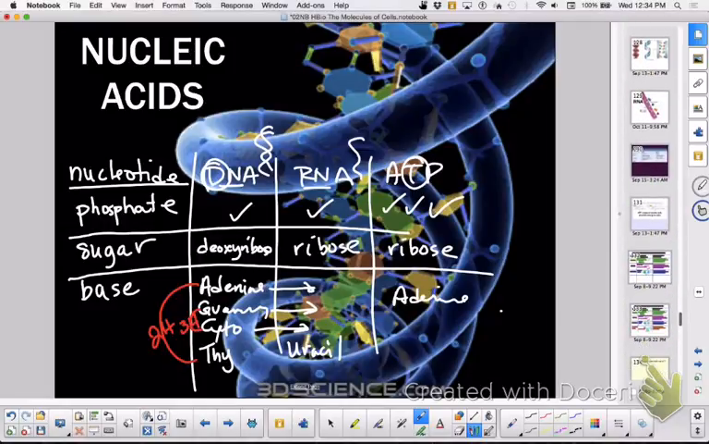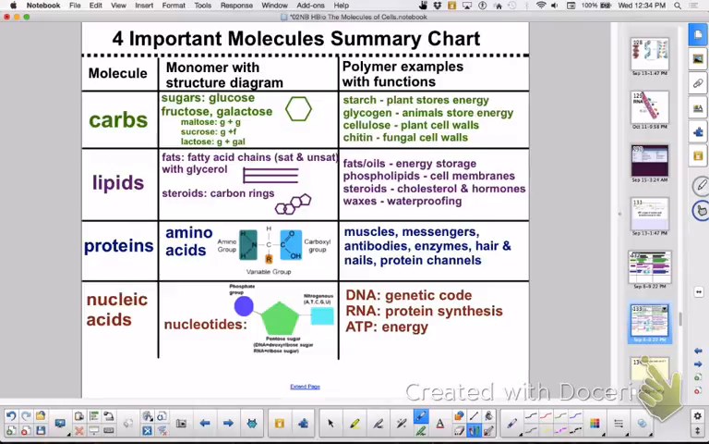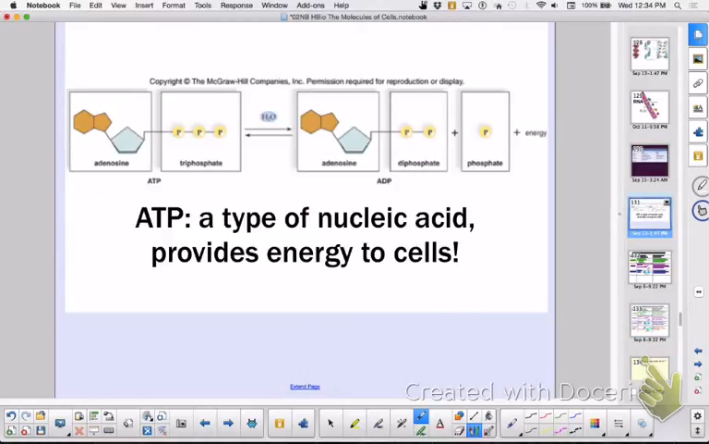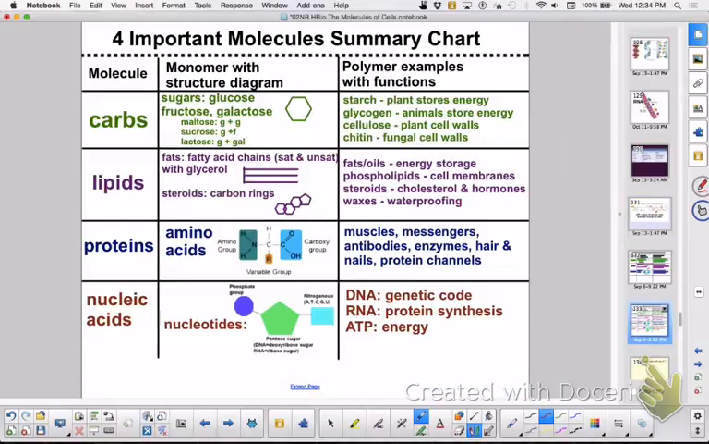Everybody happy? Okay. What is ATP? Adenosine triphosphate, that's your energy currency of the cell. So when you break a bond, when you snap off one of those phosphates, instead of being ATP you get ADP, adenosine diphosphate, and you get a bunch of energy. Nucleic acid, here's a nucleotide, genetic code, protein synthesis, ATP energy. That's the whole thing.